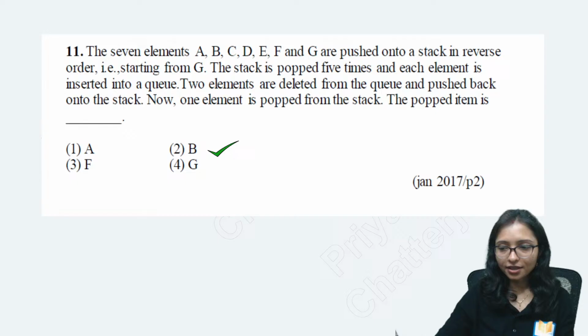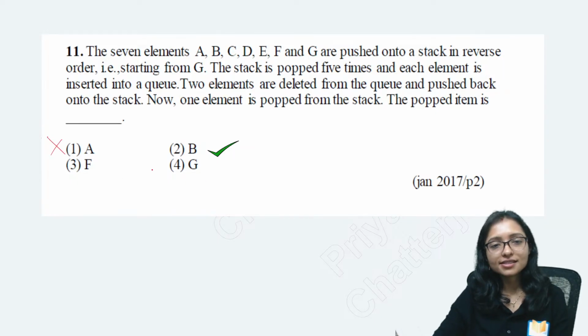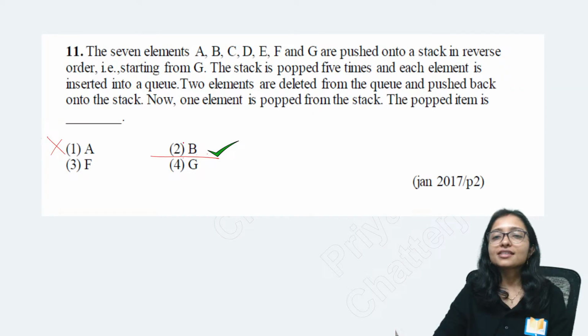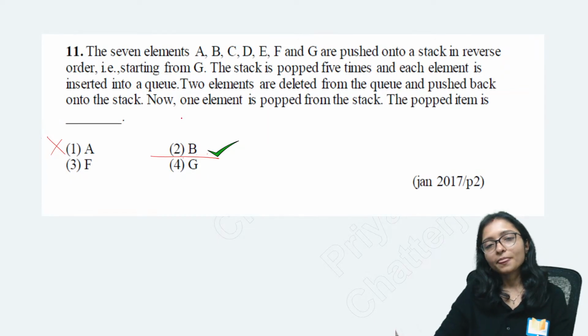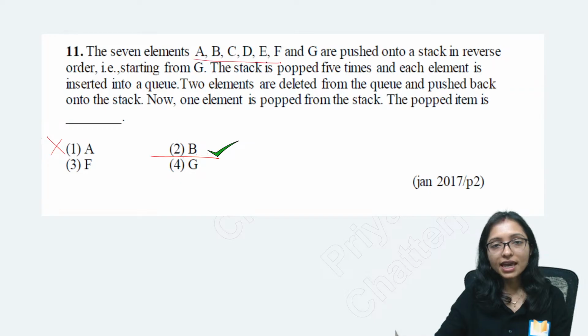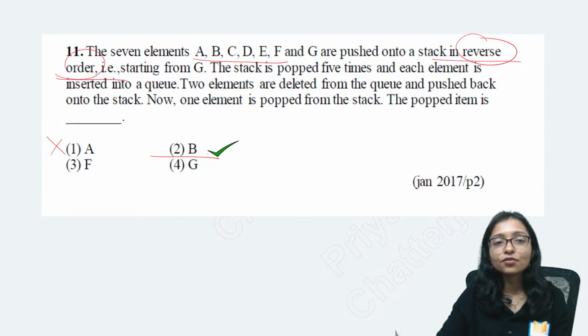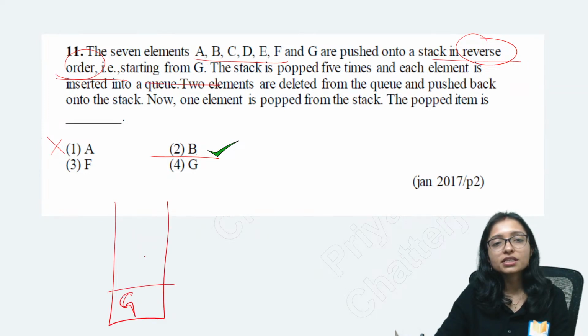Yes, answer is coming. Option A is not the answer, B is the answer. See that easy question, still you are making a mistake. A, B, C, D, E, F, G pushed into the stack in reverse order, starting from G. Means in the stack you are going to insert G, then F, then E, then D, C, B, then finally A.